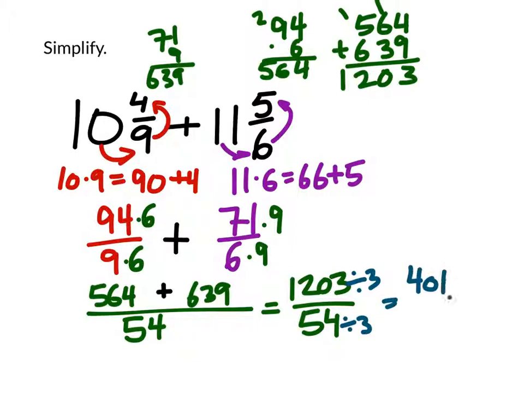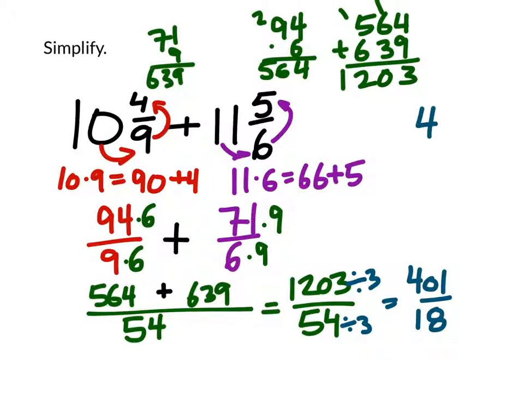And we've got 401 over 18 right there. And both of these, I can see that they're not divisible by 3. Let's see, not divisible by 5 or 9 or 2. So that's as far as we can take that one as an improper fraction.